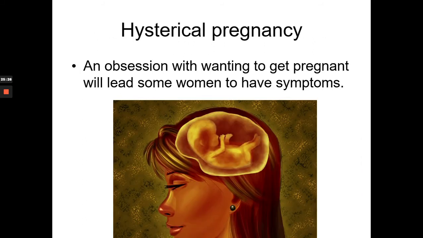There are some women who get so obsessed with getting pregnant that they actually start to feel symptoms. They might even have cramps, and sometimes their belly might start sticking out a little bit, and their nipples might get sore, things like that. They might get morning sickness because they are so obsessed with getting pregnant. So that would be a form of somatic symptom disorder.